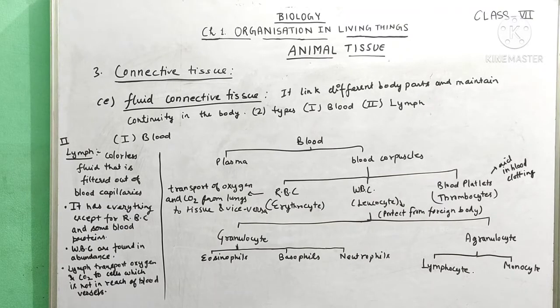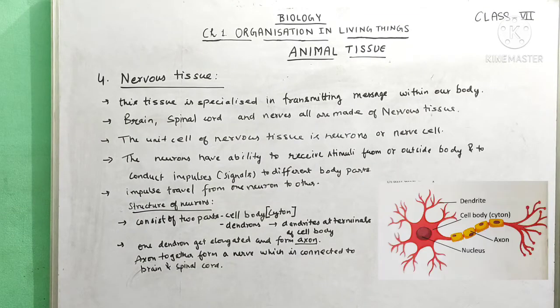Now we will talk about the next tissue, which is nervous tissue. This tissue is specialized in transmitting messages within our body. Brain, spinal cord and nerves are all made up of nervous tissue. The unit cell of nervous tissue is the neuron or a nerve cell. The neurons have the ability to receive stimuli from inside or outside the body and to conduct impulse, that is signal, to different body parts. It means that the neurons have the ability to receive stimuli.